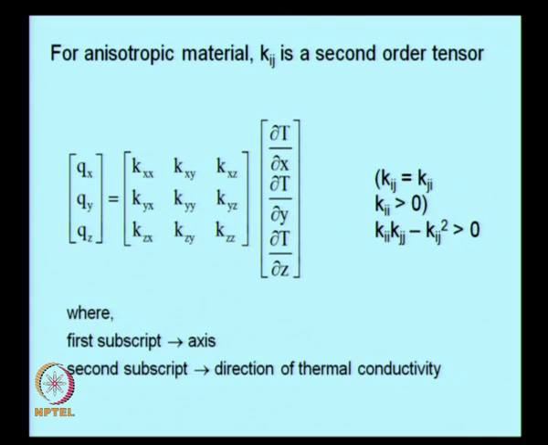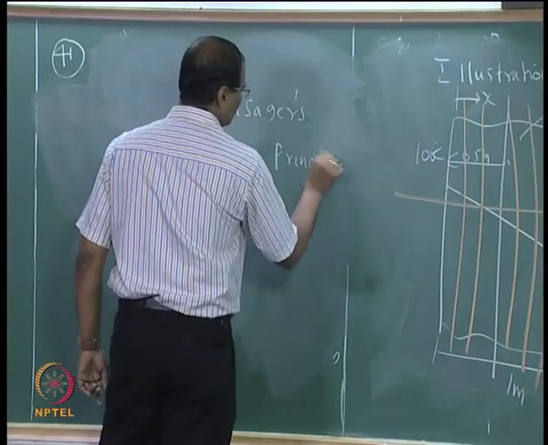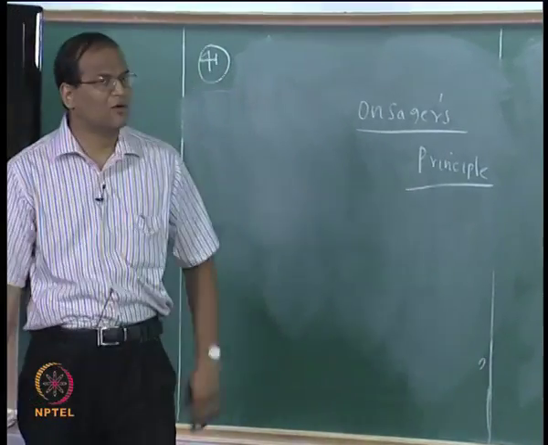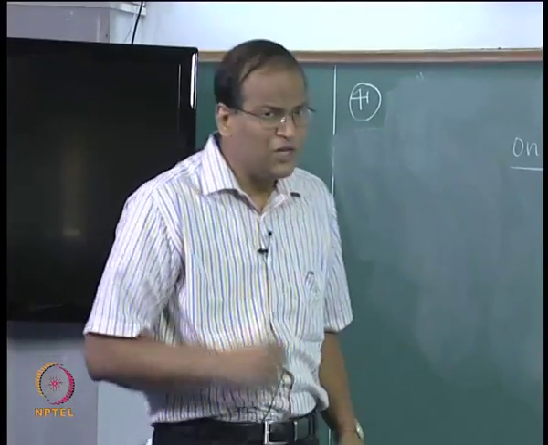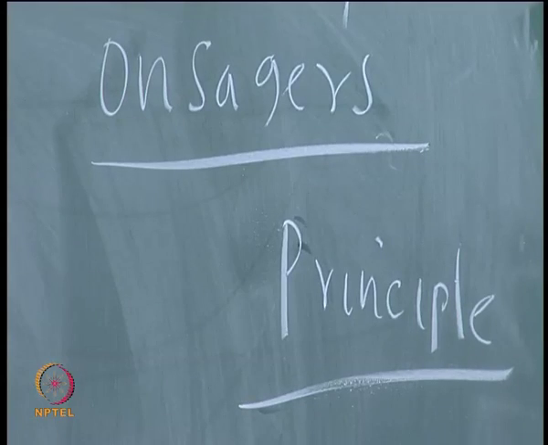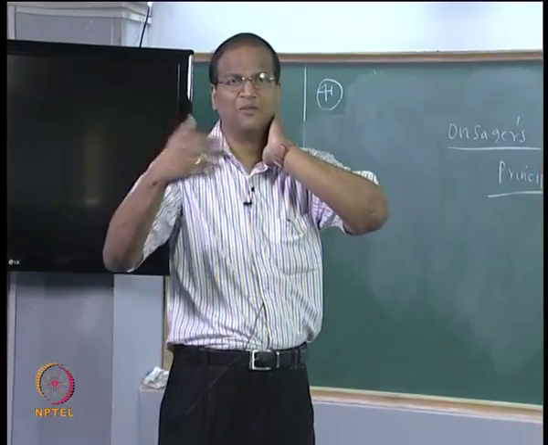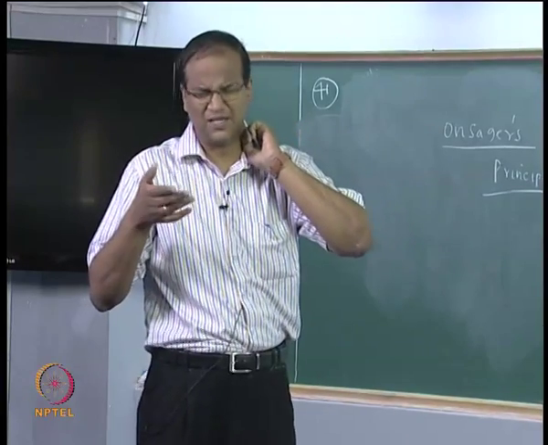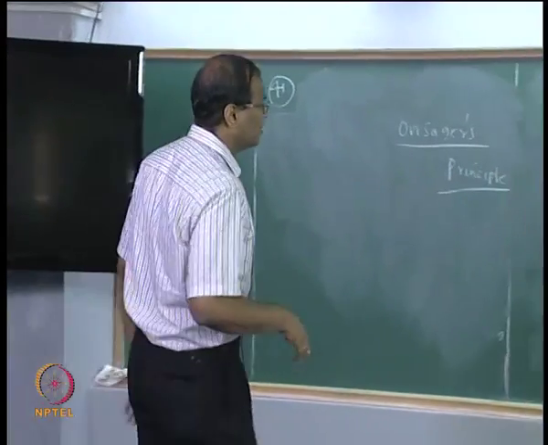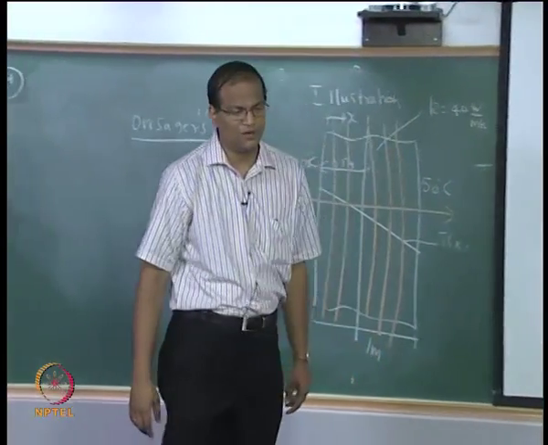Why it has to be positive definite basically comes from what is called Onsager's principle. I do not have time to do that, that is another important concept. Have you studied this? Because somebody will get a doubt, sir, why should kii be greater than 0? Why should kij be equal to kji, and so on? All these questions will be answered by Onsager's principle. It starts from the basic premise that you cannot violate the second law of thermodynamics and so on, right.